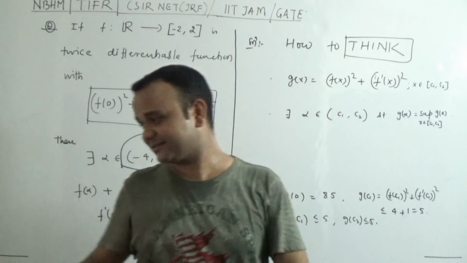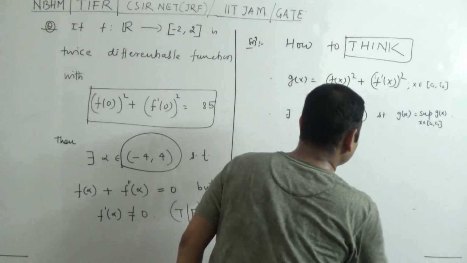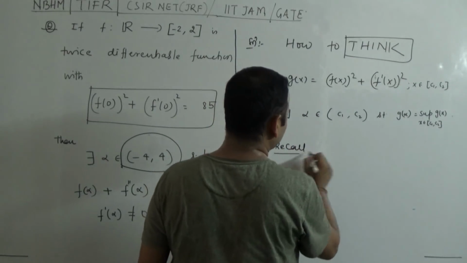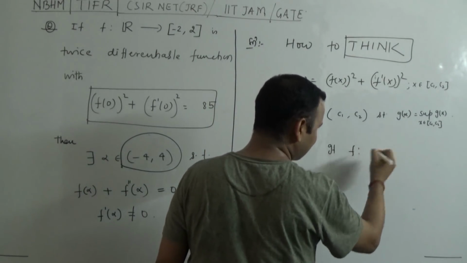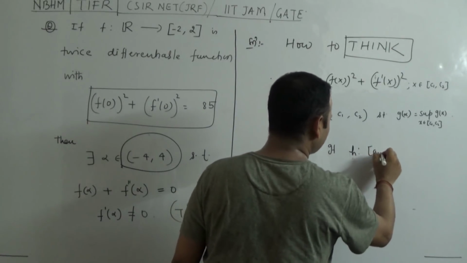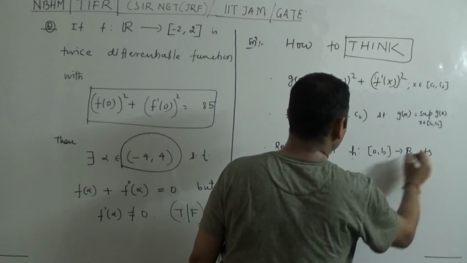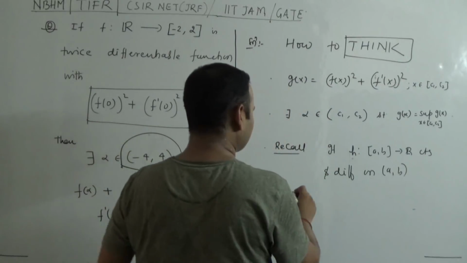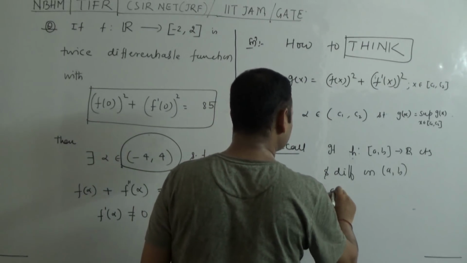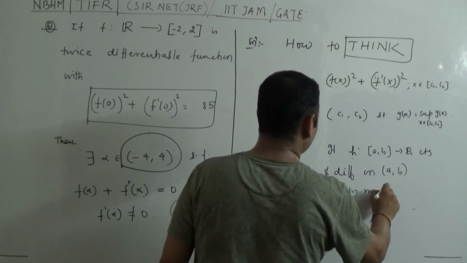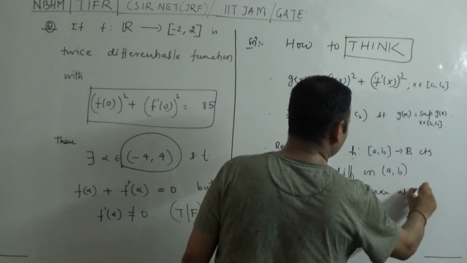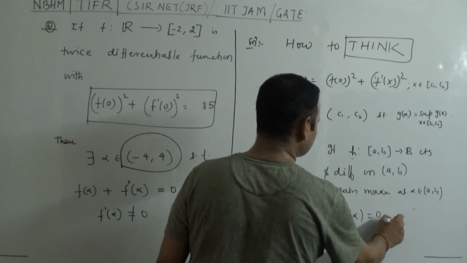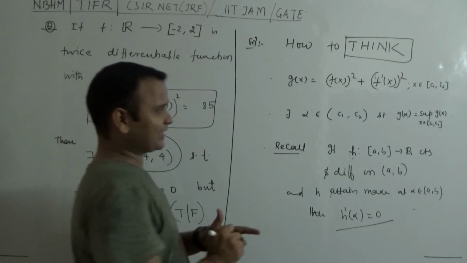That's the local maximum-minimum theorem, right? So recall a fact. If h is a mapping from [a, b] to R, continuous and differentiable on (a, b), and h attains its maximum at alpha in the open interval (a, b), then the derivative of h at alpha is equal to 0. So recall this fact. This fact I am going to use.